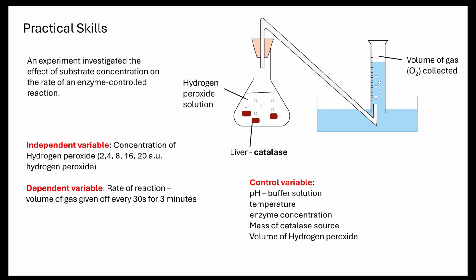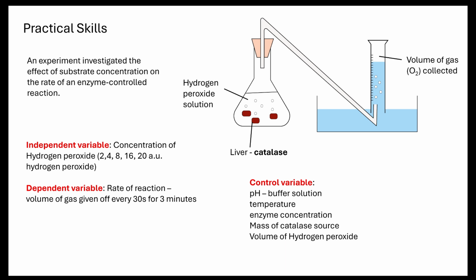We obviously want to control the enzyme concentration. So to do that, we may have the enzyme specifically isolated, or if we're using, for example, liver or potato, we would want to have the mass of that catalase source controlled. And obviously, if we're changing the concentration, we want to control the volume of the hydrogen peroxide, that substrate. So it is important that you know your variables and you know how to switch them around.